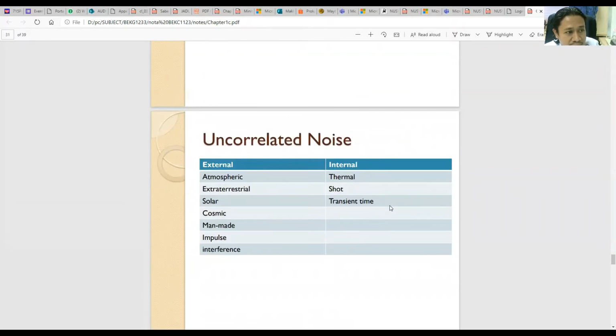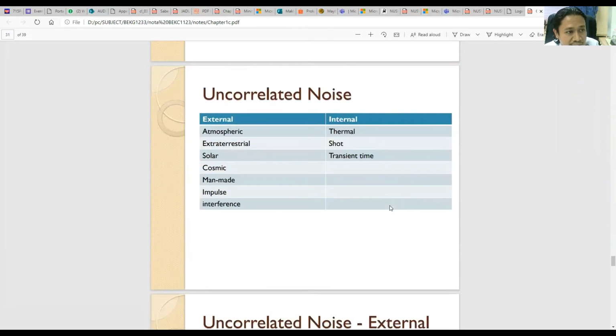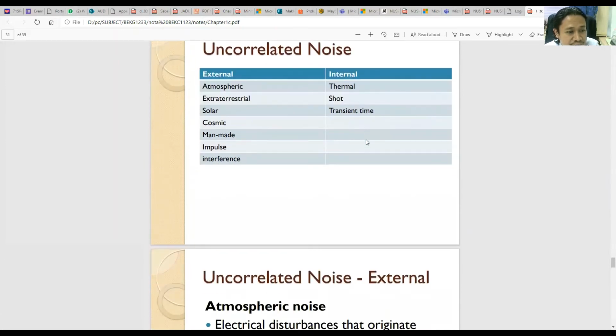So these are some examples of uncorrelated noise. You can see here, for external we have atmospheric, extraterrestrial, solar, cosmic, man-made, impulse, interference, and so on. This is external uncorrelated noise. For example, internal noise includes thermal, shot, and transit time. So this is internal uncorrelated noise.